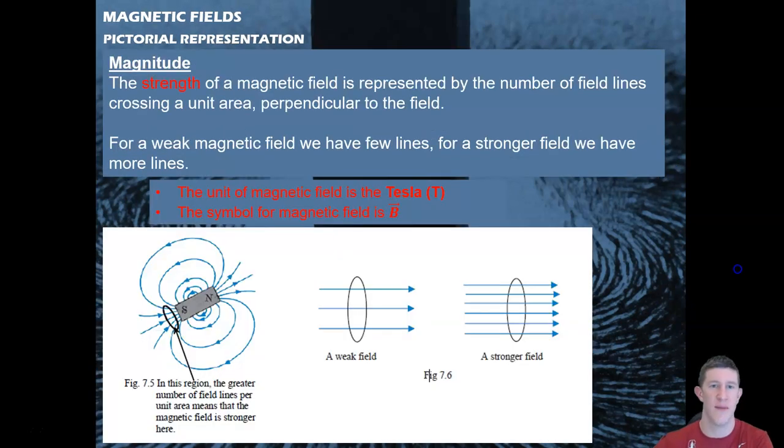The strength of a magnetic field is represented by the number of field lines crossing a unit area perpendicular to the field. For a weak magnetic field, we would have very few lines, and for a strong field, we would have more lines, exactly like in electric field cases. The unit of the magnetic field is the Tesla. So when we talk about field strength, we would say it has 3 Tesla, 300 Tesla, etc. That is the unit. And the symbol for the magnetic field is a capital B with a vector symbol.